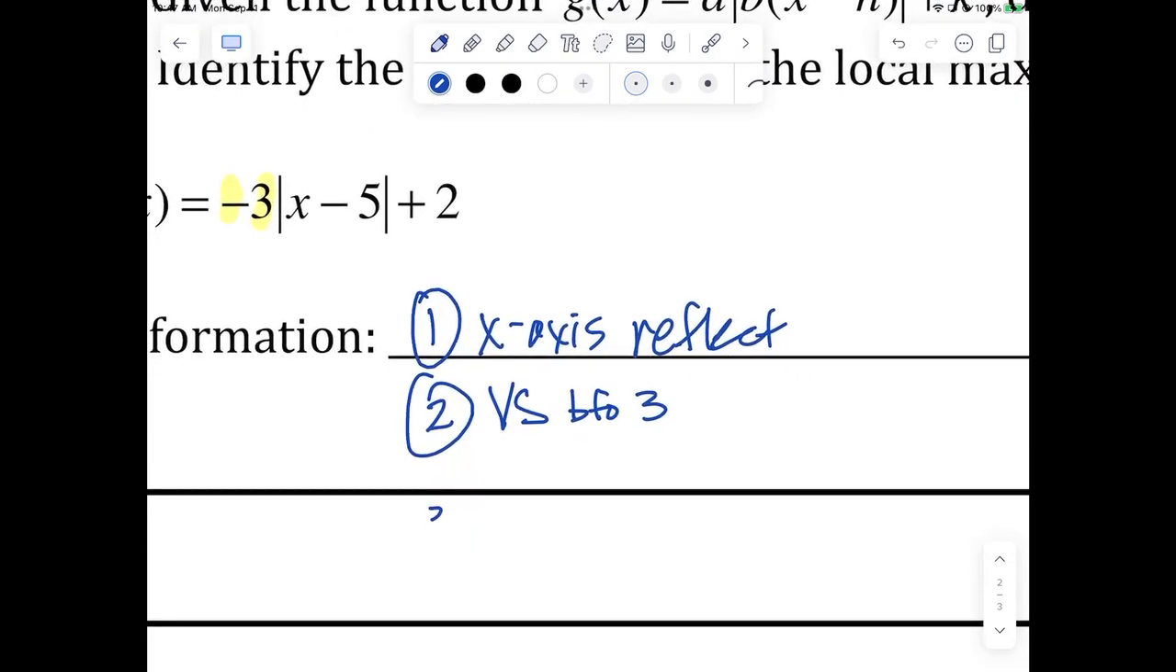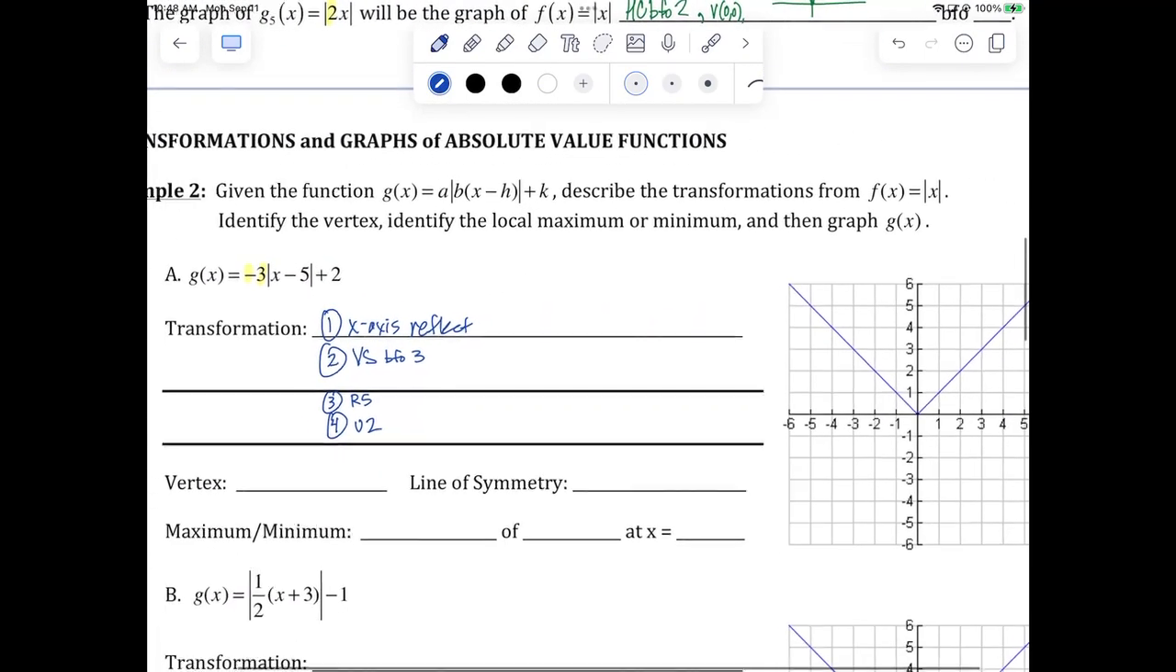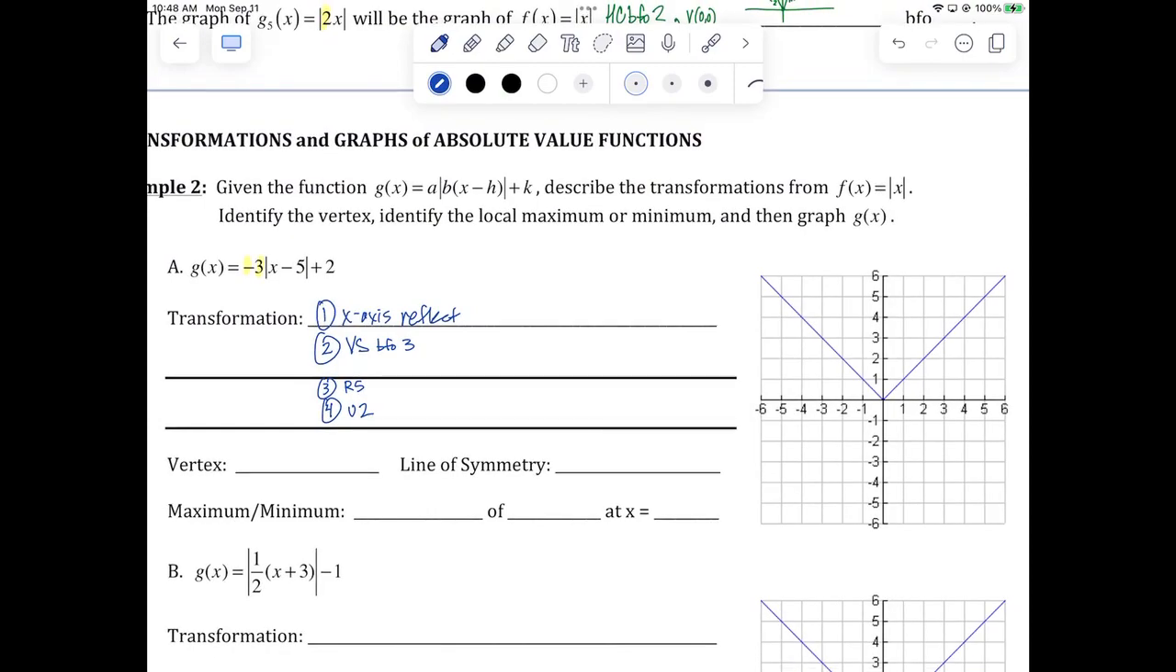And then the minus 5 on the inside moves it right 5. Remember, the inside is horizontal, opposite of what it appears. And then the fourth and final one, plus 2 on the outside, moves it up 2. So there's your 4 transformations. All right, let's go ahead and sketch it first, and then we can answer the questions, I think, a little bit easier.